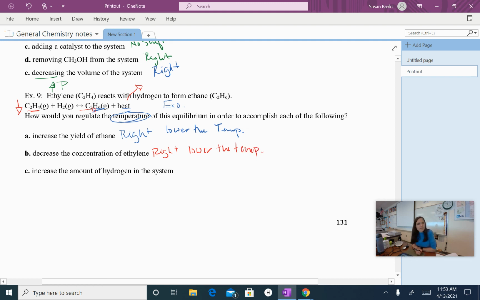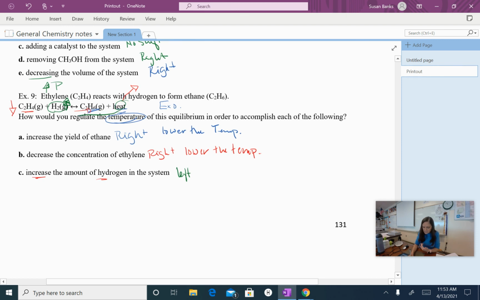Okay, what if I want to increase the amount of hydrogen? So we're going to look at this. I want to take this and I want to increase this. So that means I actually want to shift left because I want to make more reactants. How do I shift this left with just the temperature? Can I increase the heat to make this drive to the left? I can. So I am going to increase the heat or raise the temperature.